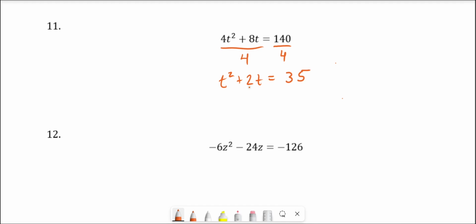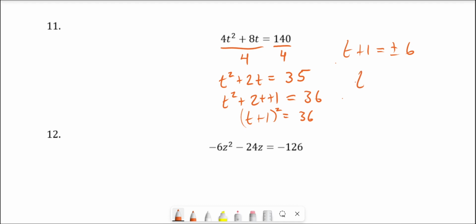We could then add half of the middle term squared to each side, and we would get (t + 1)² = 36, which gives me t + 1 = ±6, which gives me t = -1 ± 6, which gives me t = 5 and -7.